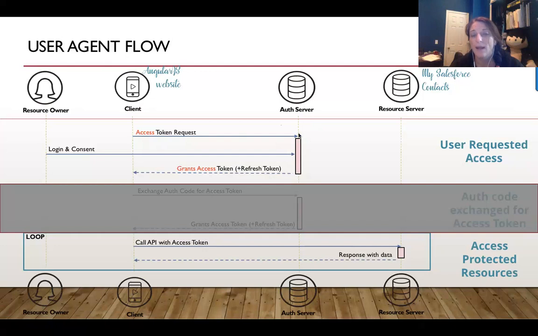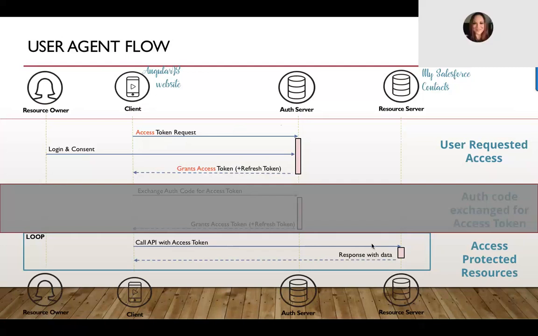And it is because the client doesn't have a backend that can keep that information secure. And then once it's got the access token, it's the same thing over again. It calls the APIs, and it gets a response back until the access token expires. Then it uses the refresh token, hits the auth server again, gets a new access token, and goes back into the loop. And that's it. That's the user agent flow.